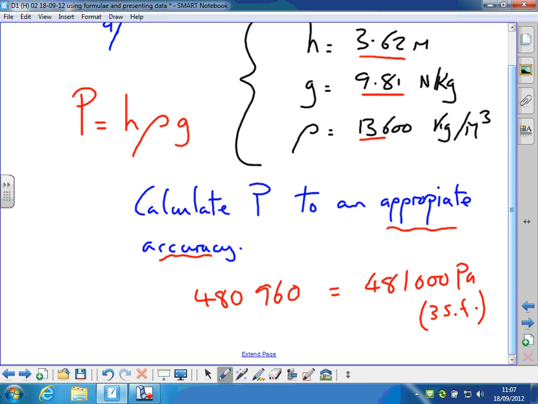You got 483, so there's argument over what the actual answer is here. 483, yeah. 482, 483. I think the right answer from last week is 483,000, if I remember rightly, so a slip up on the calculator there. But the key thing is an appropriate accuracy. We were discussing this last week, weren't we? This idea of significant figures.